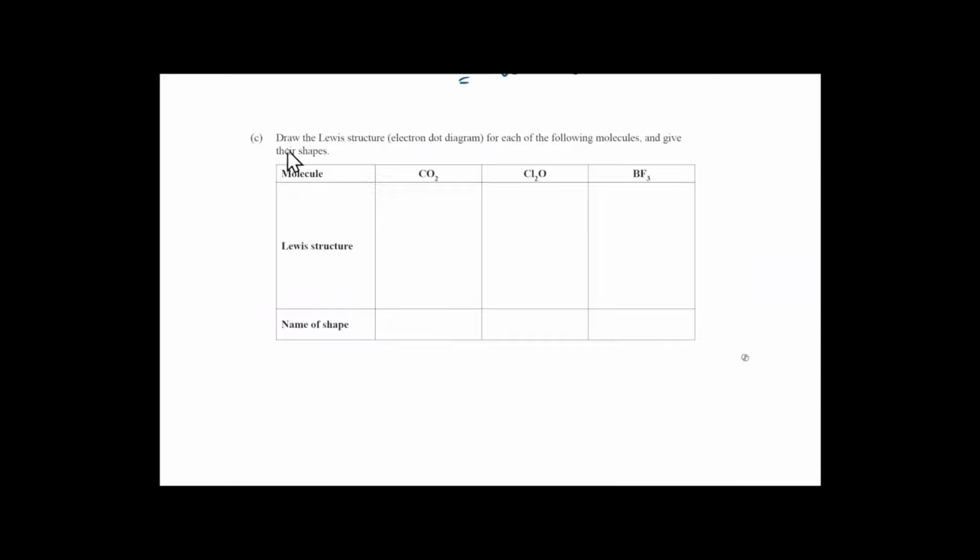So now we're asked to draw a Lewis structure, electron dot diagram, in case you didn't know what a Lewis structure is, for each of the following molecules and give their shapes. So maybe good practice for drawing a Lewis diagram. Let's do CO2 first, carbon dioxide.